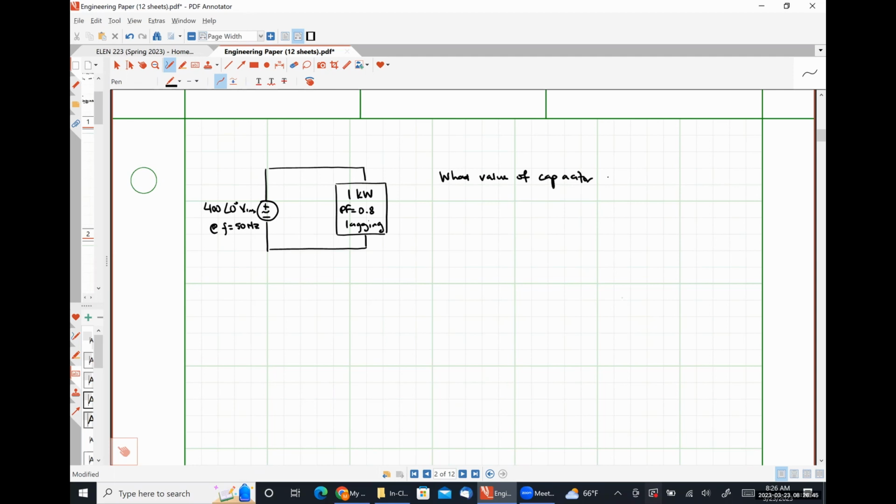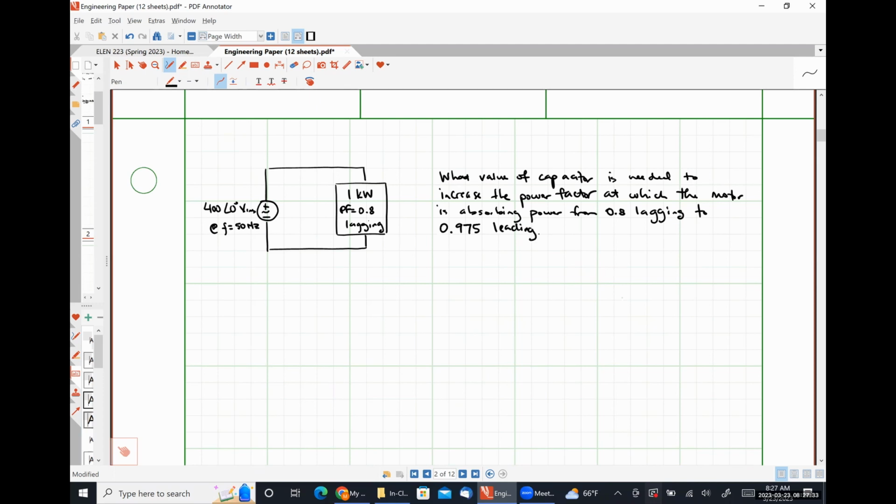what value of capacitor is needed to increase the power factor at which the motor is absorbing power from 0.8 lagging to 0.975 leading. Okay.